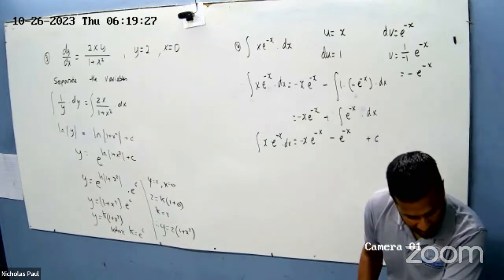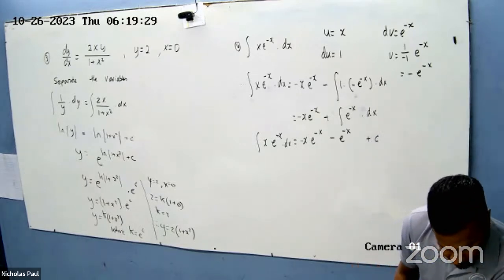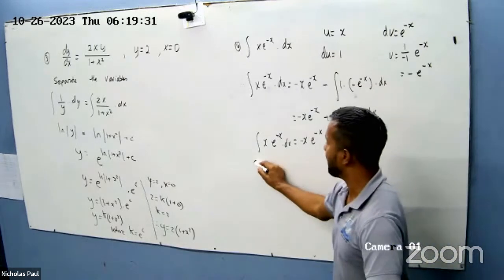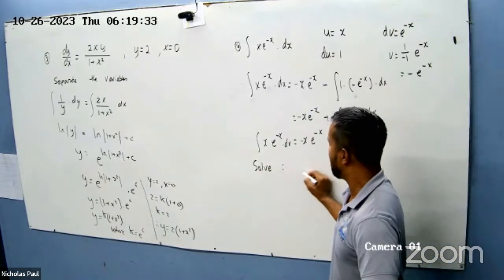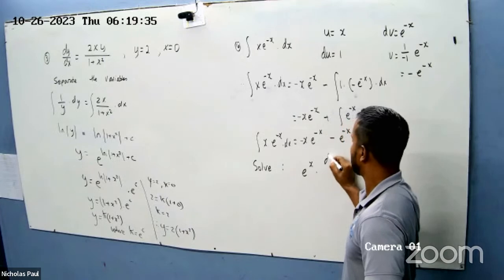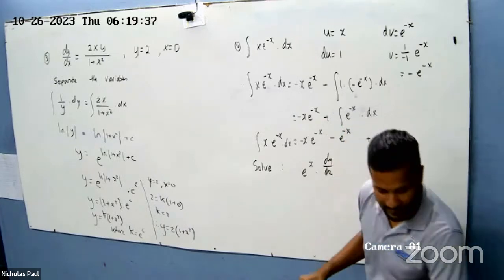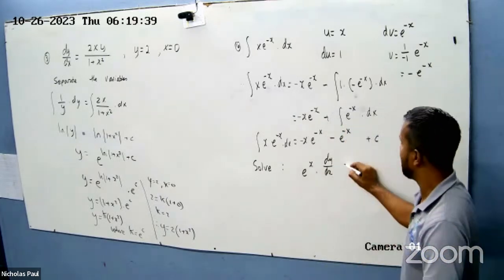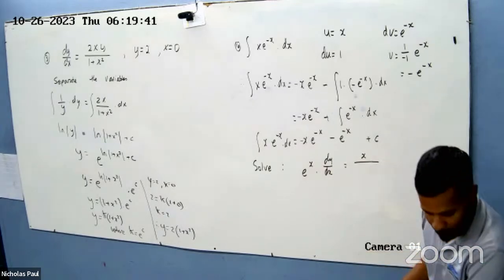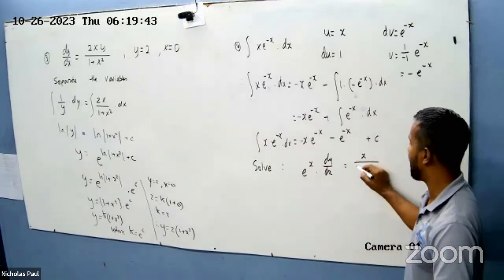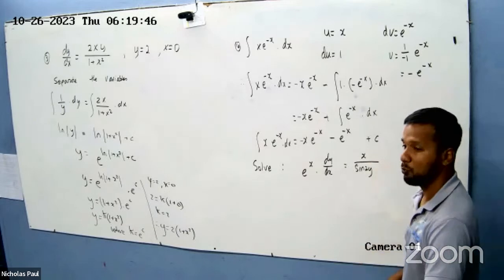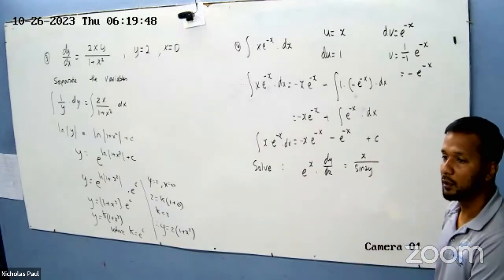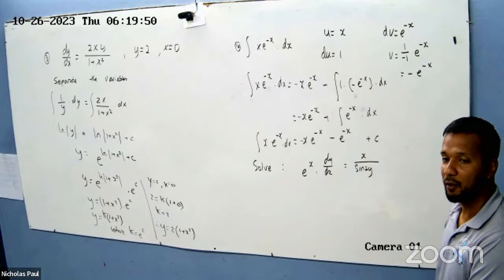And then they asked us to solve, where I got this from. They want us to solve the equation e to the x dot dy dx is equal to x over sine 2y. What do we do? What are we going to do now?